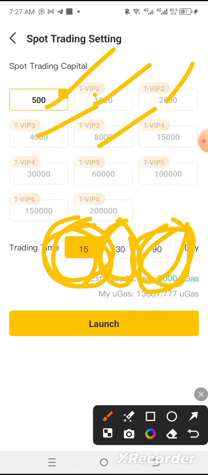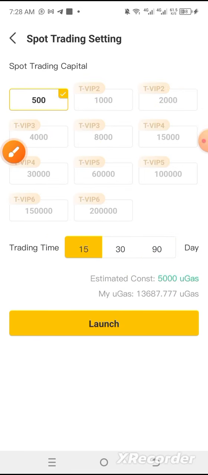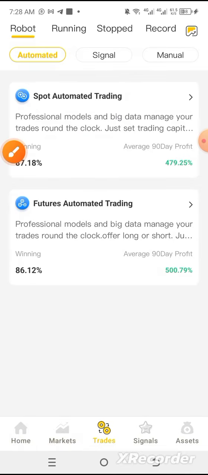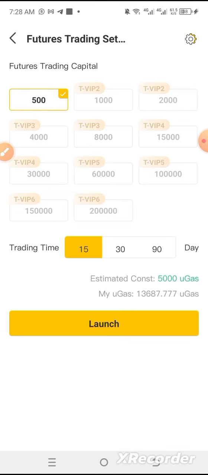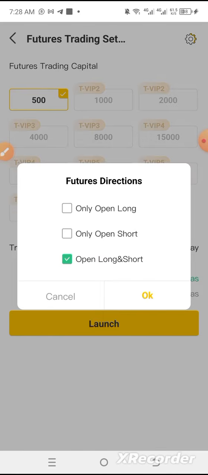Please let the system trade. Don't add another trade because it has been calculated that you have $500. So the system will trade according to $500 for you. If you add any more trades, you'll be endangering that trade. So that's that. Then we have futures also. Just do your settings and do your launching. And I think there are more settings that you can do.